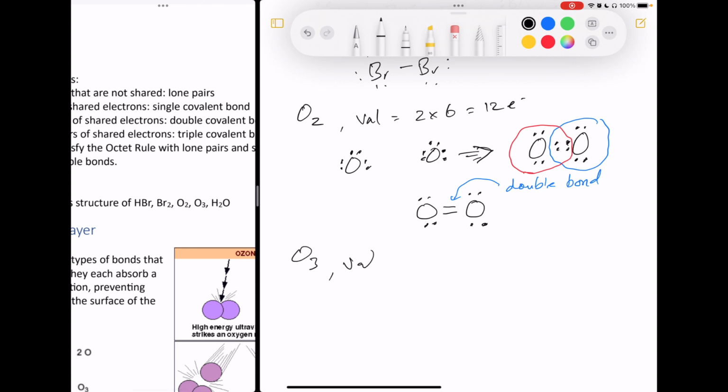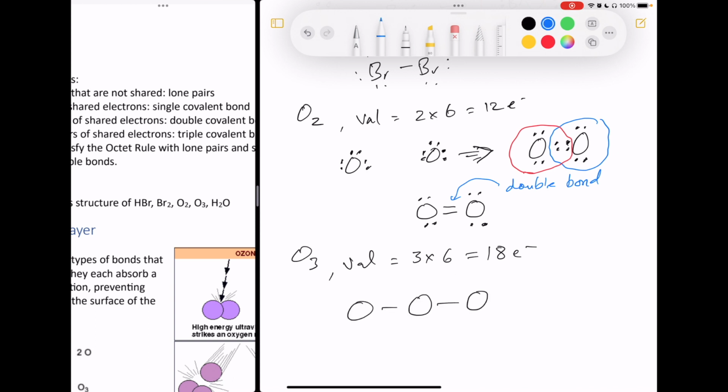Ozone has 3 oxygens, group 6, but now there are 3 of them, so 3 times 6 is 18 electrons. Another way to do these Lewis structure drawings is with single bonds first and then figuring out how to place the rest of the electrons. So for example, if I have ozone here, I know that I'm going to connect them this way first, okay?